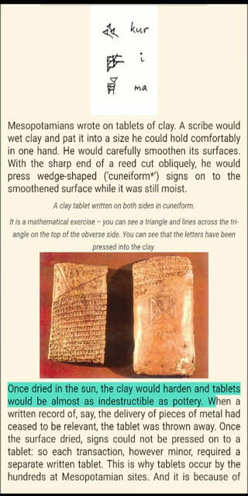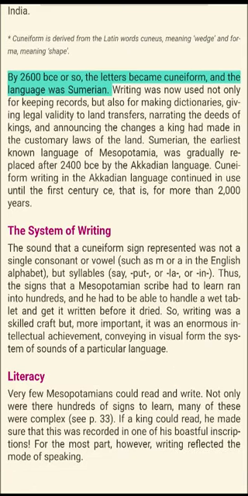Once dried in the sun, the clay would harden and tablets would be almost as indestructible as pottery. When a written record of, say, a delivery had ceased to be relevant, the tablet was thrown away. Once the surface dried, signs could not be pressed onto a tablet, so each transaction, however minor, required a separate written tablet. This is why tablets occur by the hundreds at Mesopotamian sites. And it is because of this wealth of sources that we know so much more about Mesopotamia than we do about contemporary India. Cuneiform is derived from the Latin words cuneus, meaning wedge, and forma, meaning shape.